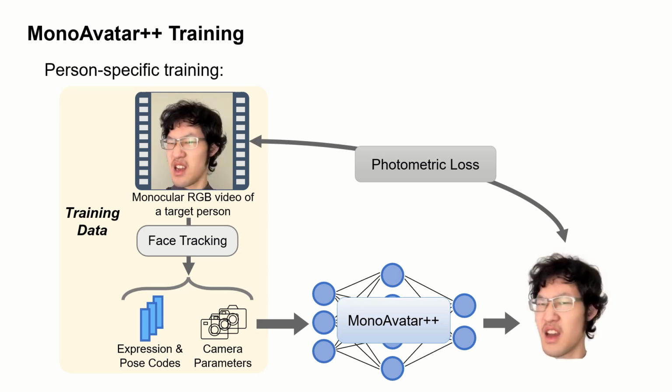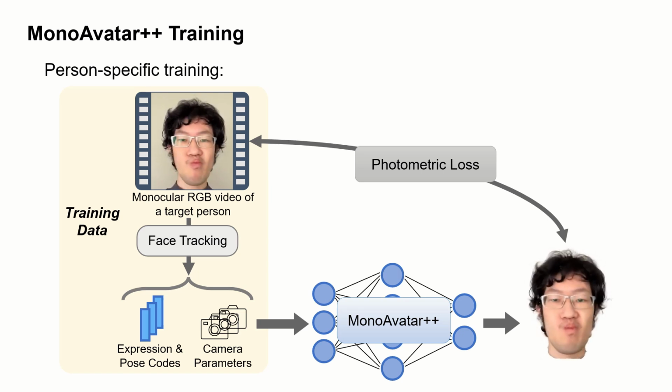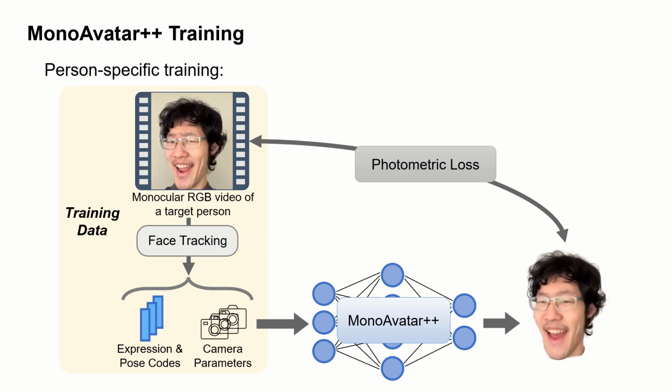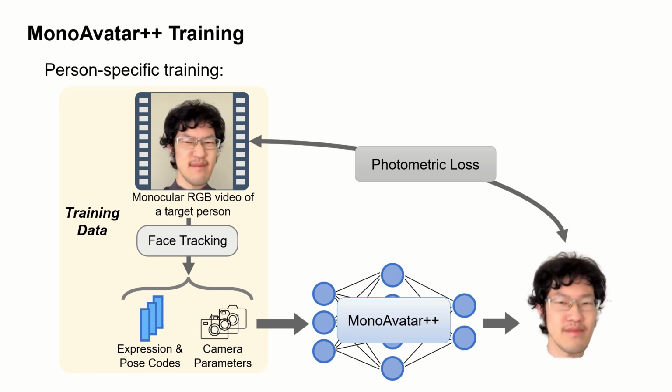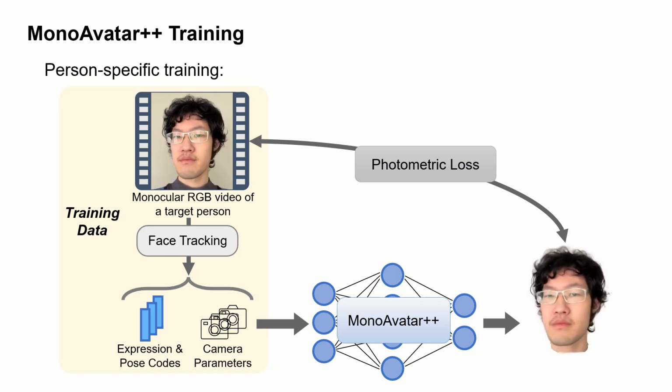Given the monocular RGB video, we first run face tracking to obtain expression and pose codes, as well as camera parameters of all frames. Then, we can input the tracking results into our model to get the rendered images. Finally, we compute photometric losses between ground truth frames and rendered results to train our model.